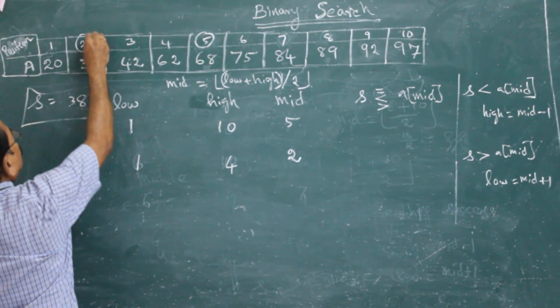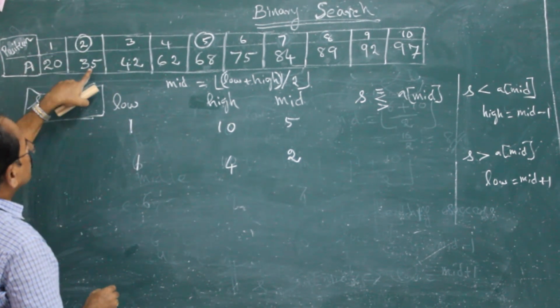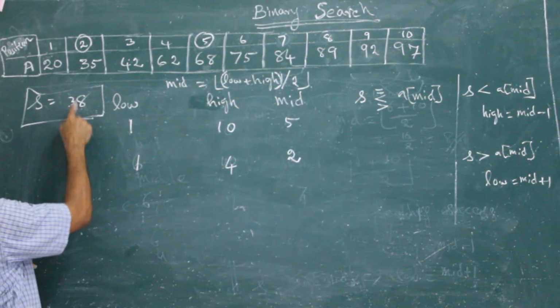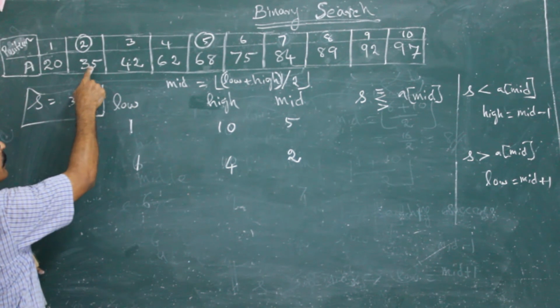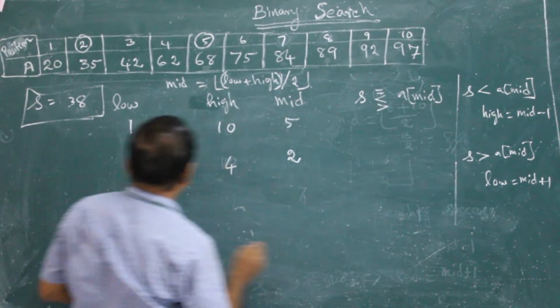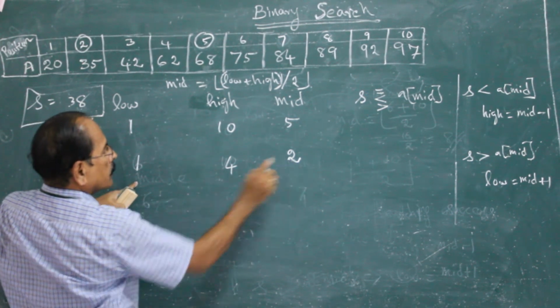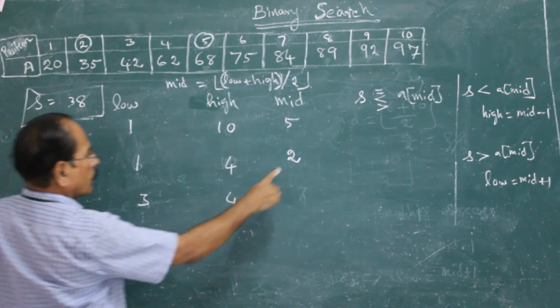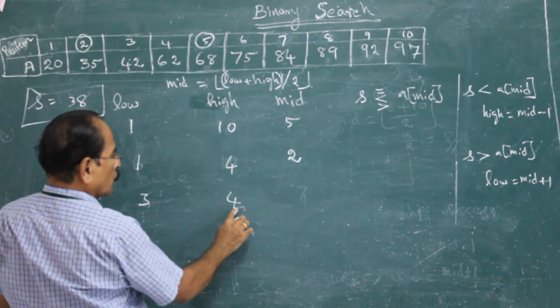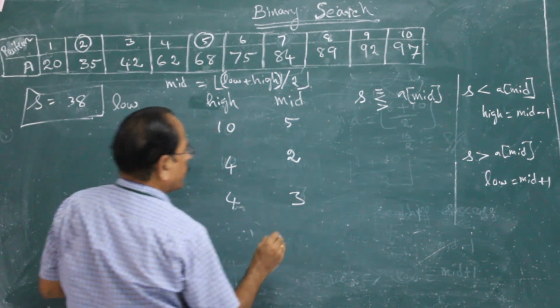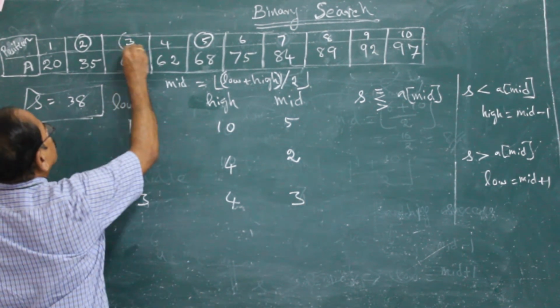Now A of 2 is 35, and the searching element is 38. So searching element 38 is greater than 35. If it is greater, now we have to make changes on low. Low is equal to mid plus 1. So this becomes 3, and high is 4. So now the new mid is 3 plus 4, 7, 7 by 2, 3.5. So 3.